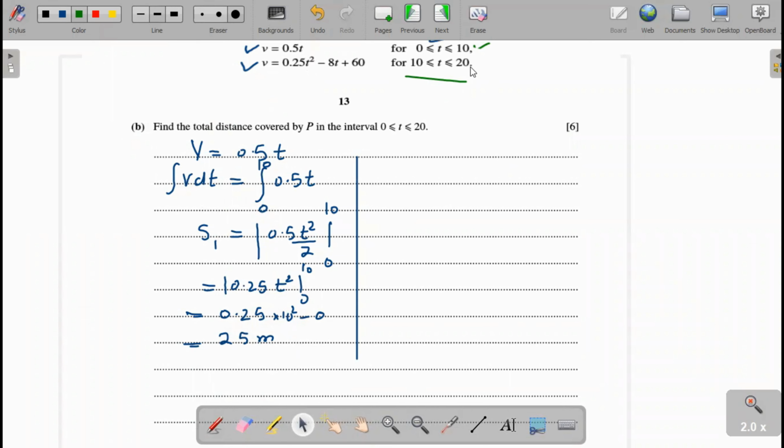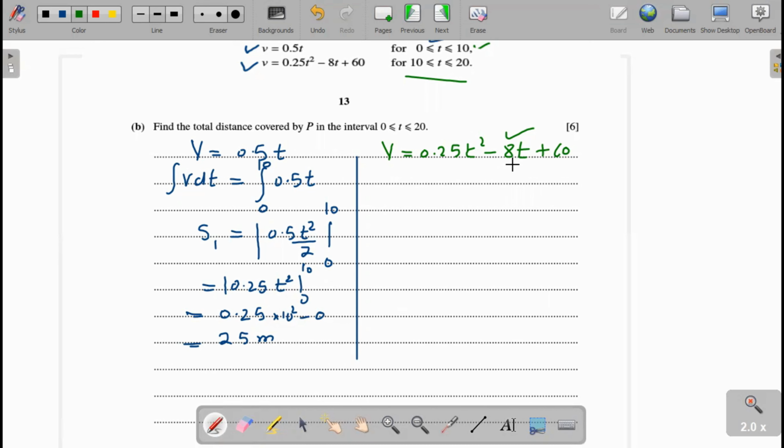For the interval 10 to 20 seconds, this is the velocity: 0.25t square minus 8t plus 60. To find the distance, we integrate this equation, taking the interval 10 to 20 seconds. You see that this is a quadratic expression. In the quadratic expression, firstly, we have to find the time where the velocity is 0.